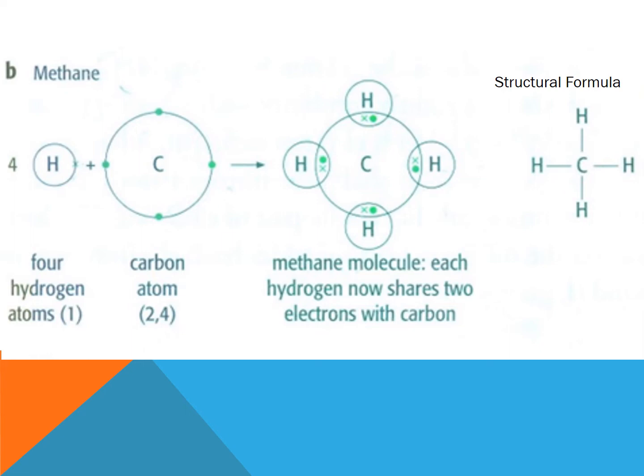Here, methane. Methane is 4 hydrogens with 1 carbon. Notice carbon has 4 outer electrons. That's because it's in the 4th group. So it needs 4 bonds, and that's why it has 4 hydrogens. So each hydrogen has a dot and a cross, and they're sharing with carbon. You can see there's 8 electrons around carbon, following the octet rule, and then showing the bonds of the structural formula of methane.